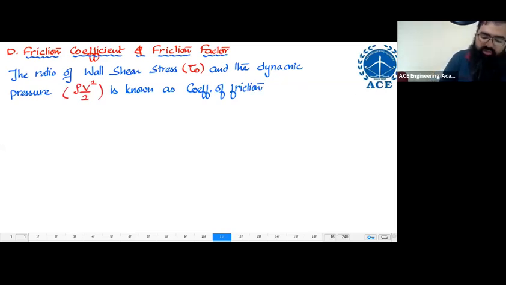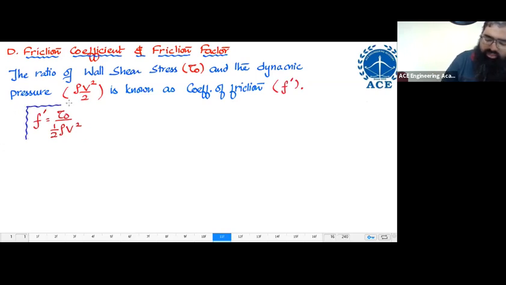It is known as coefficient of friction, and this coefficient of friction is represented by F prime. So the value of this F prime has to be equal to tau naught upon half rho v square. This slide is not that important for your examination, but it is good if you know this.